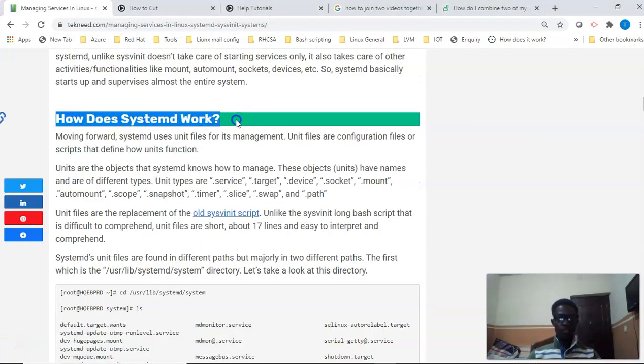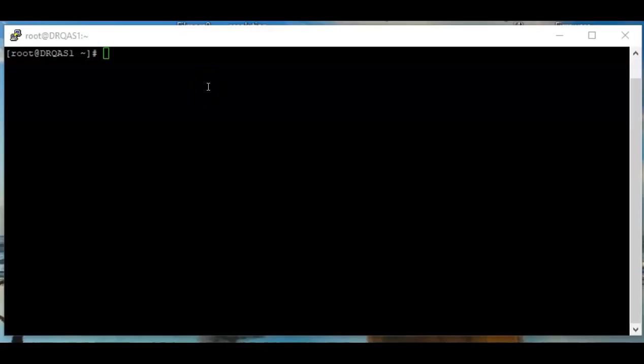How does systemd work? Systemd uses unit files for its management, and unit files are configuration files or scripts that define how units function. The unit files are the replacement of the old sysvinit script. Unlike the long sysvinit bash script, which is always difficult to comprehend, unit files are short. So they have come to replace the sysvinit script, and that's why systemd is at least more preferable than sysvinit.